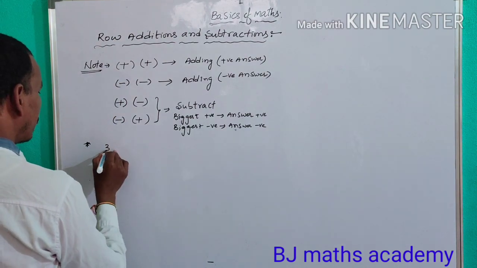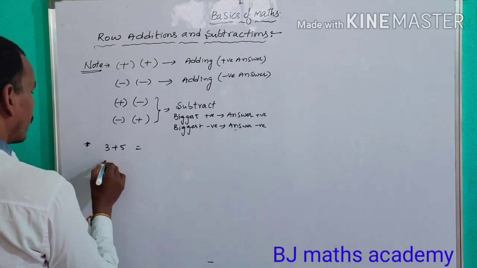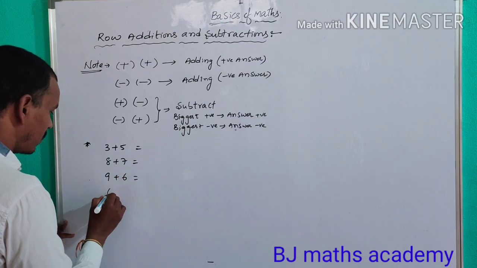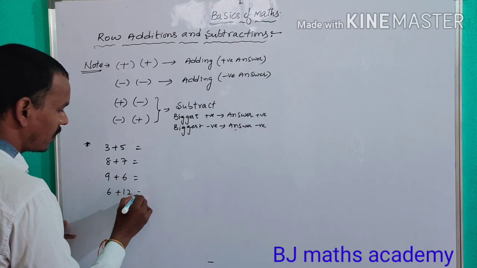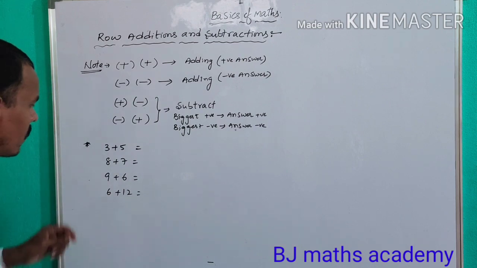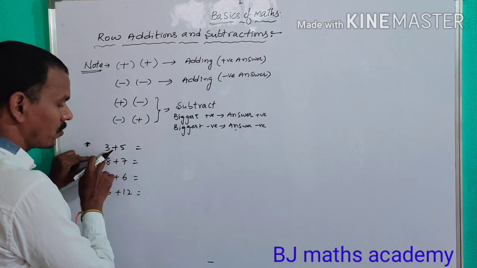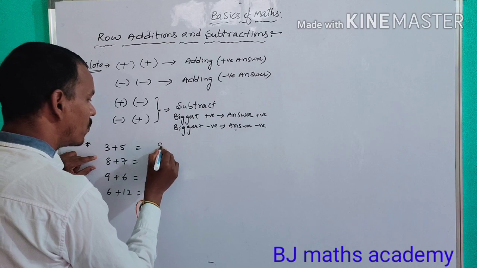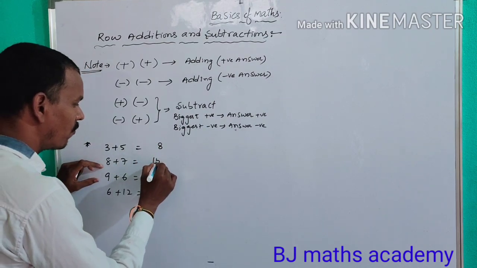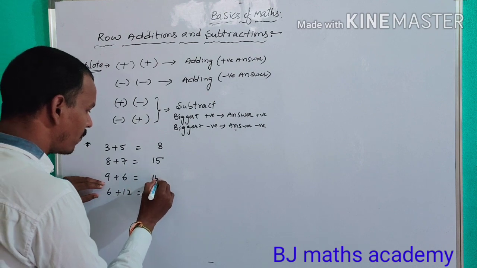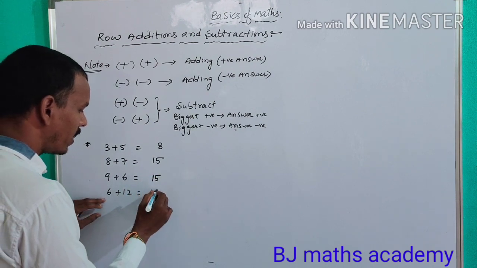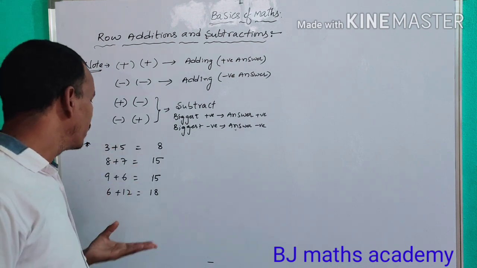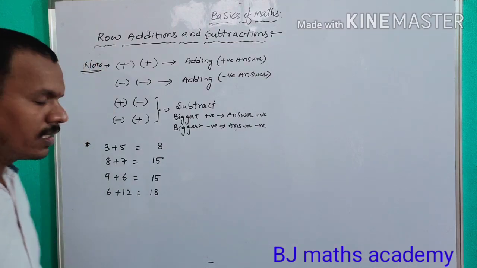First, 3 plus 5, 8 plus 7, 9 plus 6, 6 plus 12. Both numbers are positive, so we add. 3 plus 5 is equal to 8. 8 plus 7 is equal to 15. 9 plus 6 is equal to 15. 6 plus 12 is equal to 18. It is easy, and most people do it correctly. Now next.